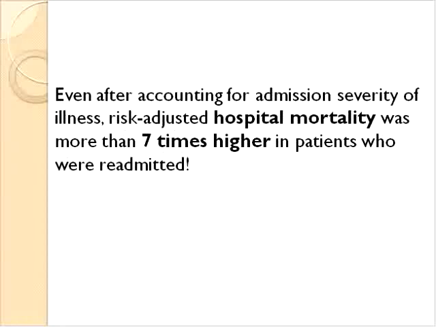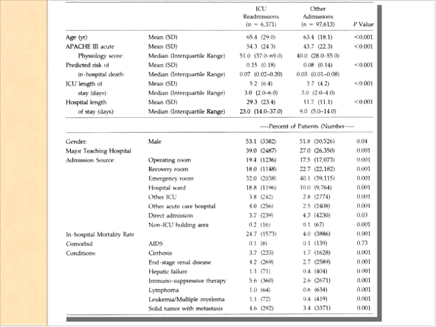Even after they accounted for the severity of illness, risk-adjusted hospital mortality was more than 7 times higher in patients who were readmitted. So this sort of confirms what we did with our case control study, that the patient's mortality really wasn't predicted by their initial presentation or physiologic parameters. Neither was it predicted that they would come back with their physiologic parameters at the day of discharge, but if they came back, they had a very much higher mortality rate than either of those would have predicted.